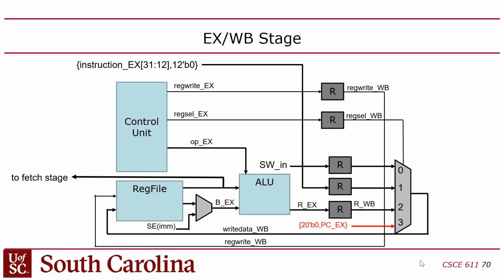And then, of course, the program counter is only 12 bits, and we have to convert it to 32 bits, so that's why we add 20 zeros there. Zero padded, right? Any questions?